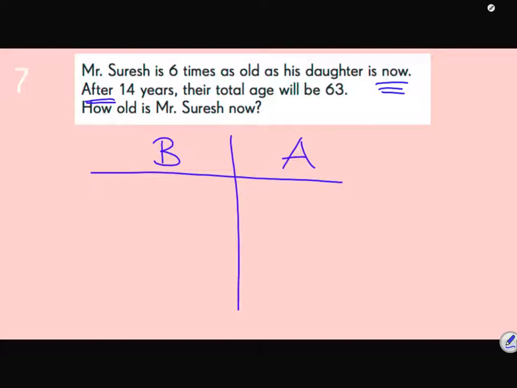So Mr. Suresh is 6 times as old as his daughter is now. So we have Mr. Suresh and his daughter. And right now, he is 6 times as old as she is, which I set up like this, because that shows 6 times greater the amount that she is. And I know we don't know how much those are, but it doesn't matter as long as our parts are equal. Now, 14 years goes by.